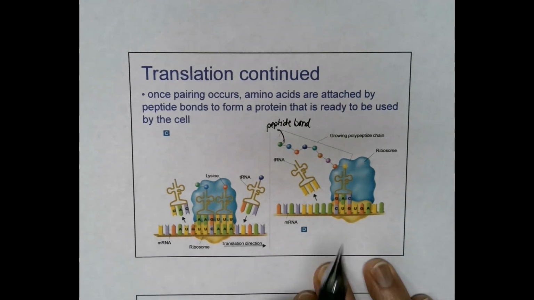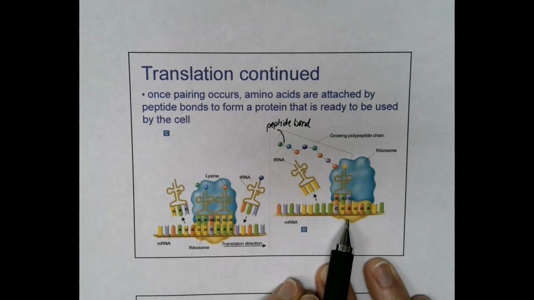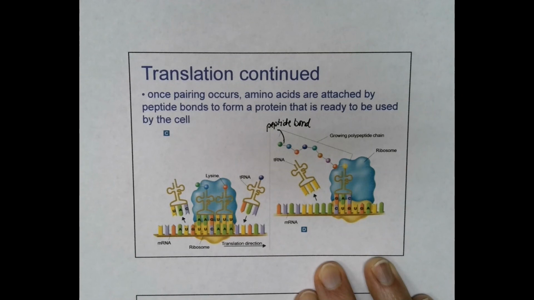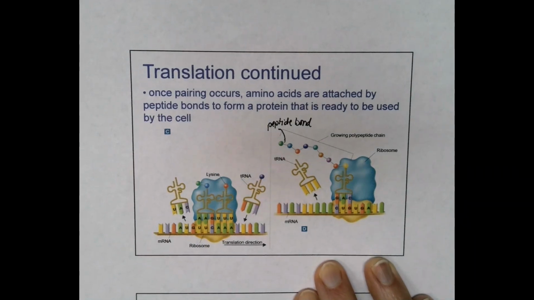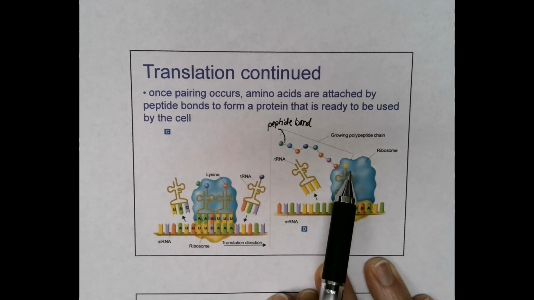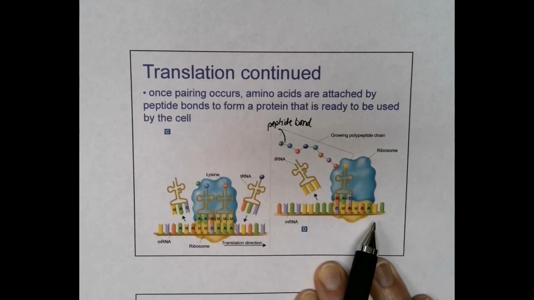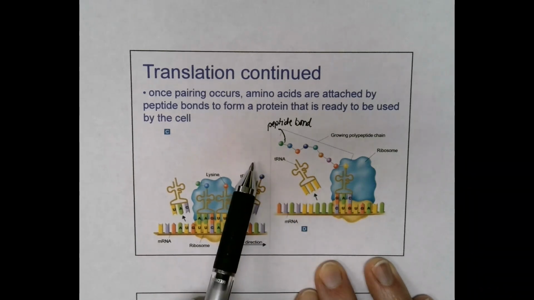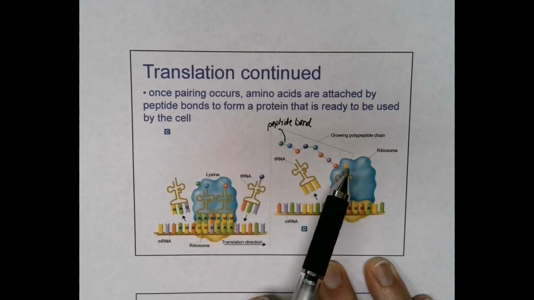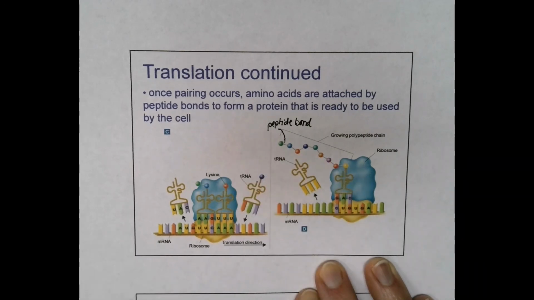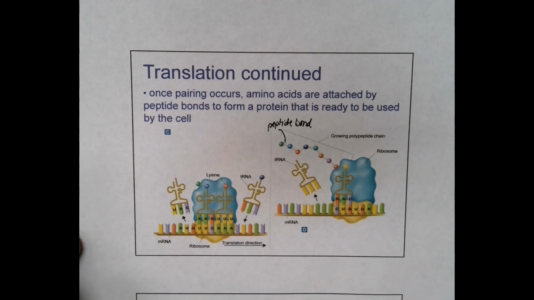All right, notice what's happening here. GUC is going to code for, I don't have a codon chart in front of me at this moment. GUC, hang on, GUC codes for valine. So that yellow amino acid is going to be valine. Notice UGA, there's no tRNA coming in. That's a stop codon. So that's telling the cell, stop making this protein. So this will be the last tRNA to leave, and then this polypeptide chain will break off. It'll join with other polypeptides and form a protein in the cells of the body.